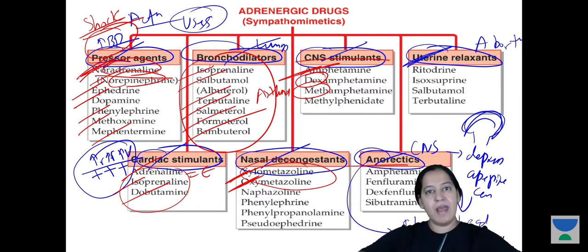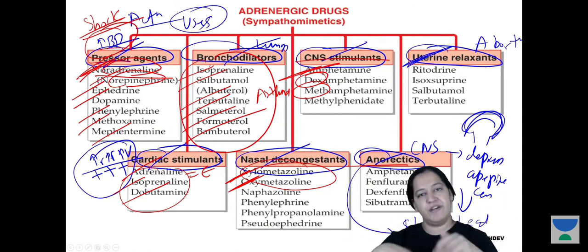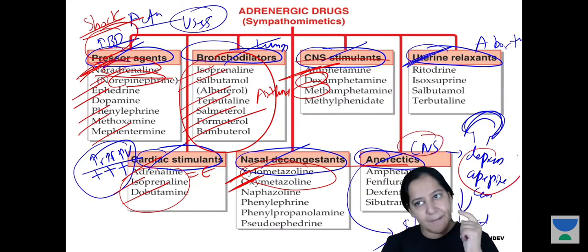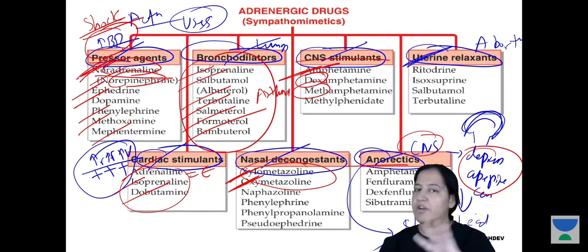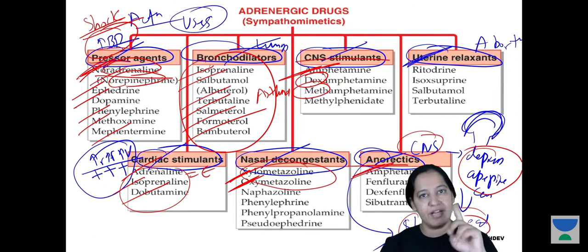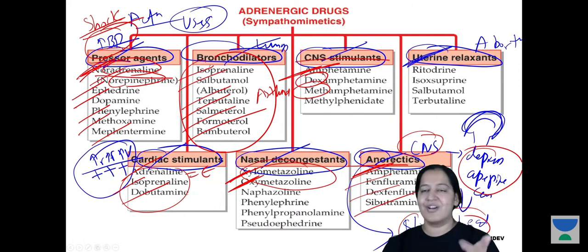Anorectics are used by obese people who want to lose weight. To lose weight they should eat less. But if they are feeling hungry, how will they eat less? They will feel hungry, they will eat. So these drugs will go to the CNS. They will depress the appetite center. So they will not feel hungry. They will eat less and they will become slim. So what are the drugs? Again, amphetamine is the drug here. Fenfluramine, dexfenfluramine and sibutramine. These are the drugs used by obese people.